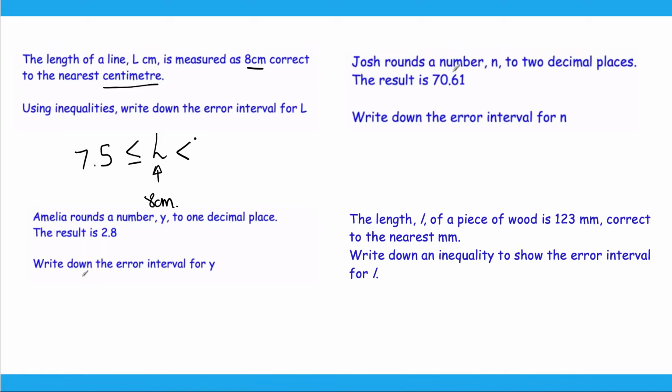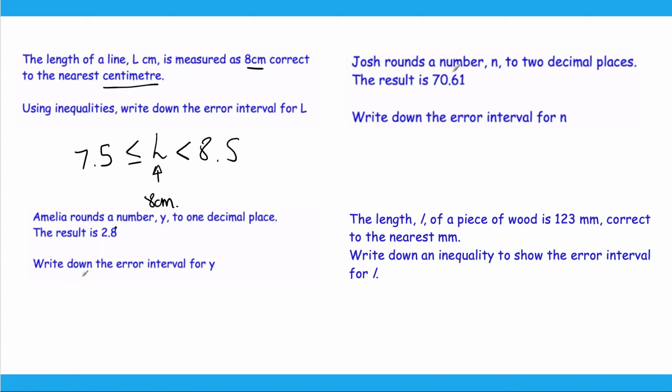It has to be strictly less than a number. It would be 8.5, because 8.5 would round to 9. Anything less than 8.5, as you can see there's no line underneath this sign, this means it's strictly less than 8.5, and that would be the error interval for this question. It's equal to or greater than 7.5, but strictly less than 8.5.